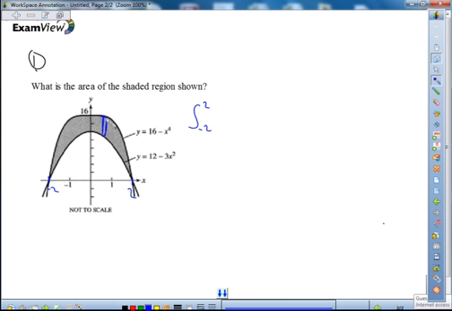The area of the rectangle is the height times the base. The base is the small change in x, and the height is the top curve minus the bottom curve. And that should give you 19.2.